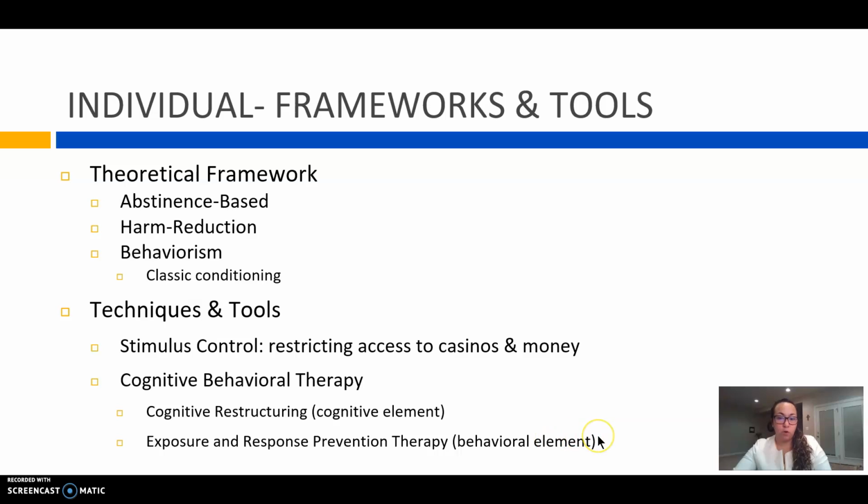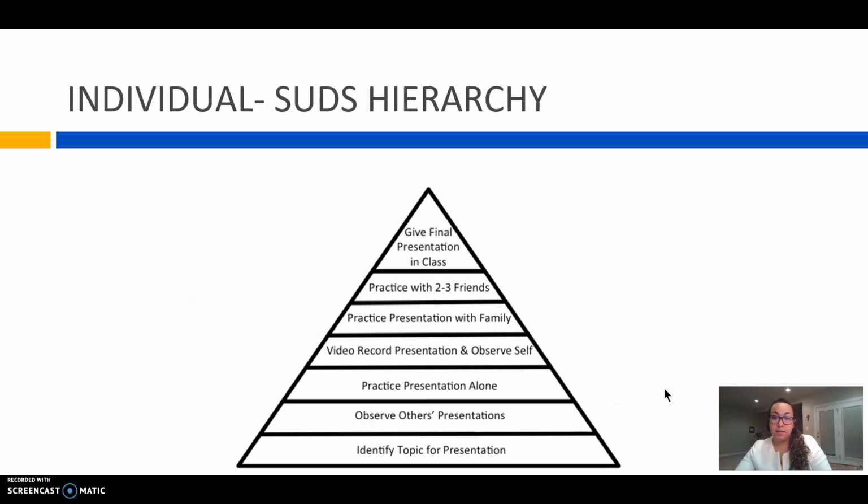Then the behavioral element would be the exposure. The exposure and response prevention. So experiencing the craving, not giving in to play the slots or do the scratch off, and rewarding yourself in a different way. So here at the bottom, this is a SUDS hierarchy, subjective units of distress.